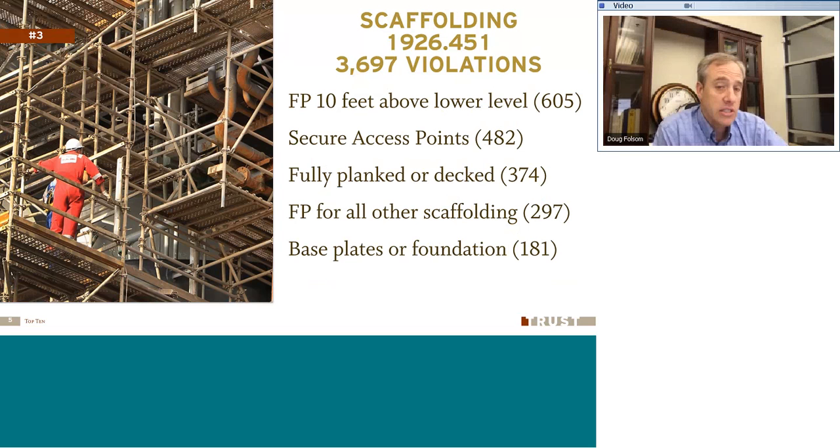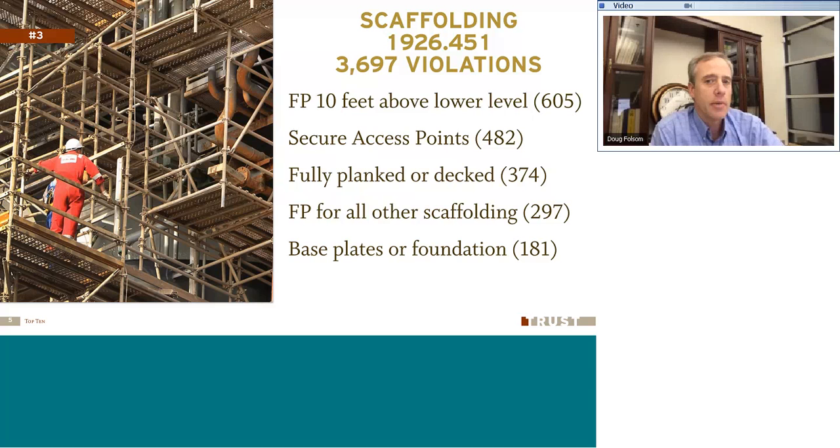Examples of causes or reasons citations would be written would be no fall protection above 10 feet, where you have a lower level in the scaffolding that's greater than 10 feet below the current level. Also, having secure access points to the scaffolding is another common cause. Not having the parts of the scaffolding planked or decked where that's necessary and required where you're working. Also, fall protection for all other scaffolding was kind of another one thrown in here. And some of these are kind of crossovers, just depends on what part of the code the inspector decided to cite when they wrote these citations.